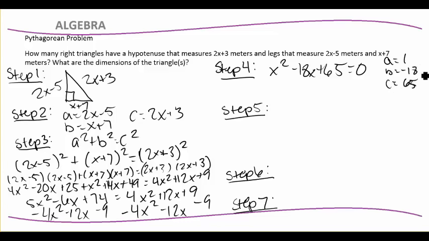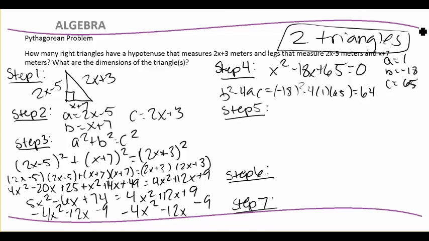And we're going to use the discriminant to figure out how many right triangles we're going to have. So we're going to have b squared minus 4ac. So we're going to have negative 18 squared minus 4 times 1 times 65. And this gives us 64, which is positive, so we're going to have 2 triangles.